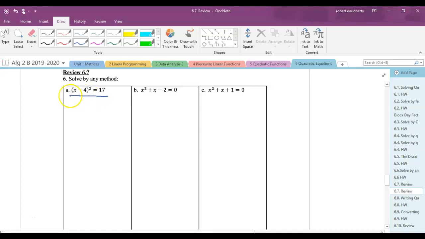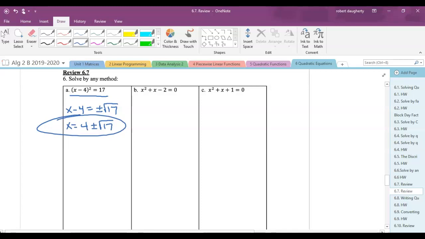If I look at this one, it is begging to be solved by taking the square root of both sides. Take the square root of both sides. X minus 4 is plus or minus the square root of 17. X equals 4 plus or minus square root of 17.